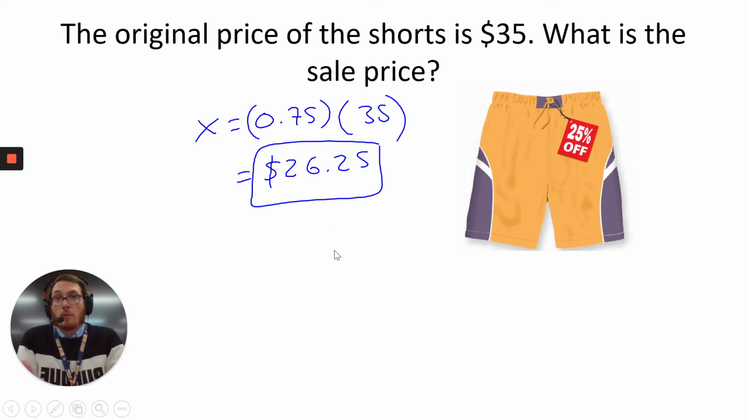Notice there's not a whole lot of work that has to be shown here, but you have to show a setup and then the answer. So make sure you show me a setup of that situation and then the answer for each question that you do for your homework and a test situation.